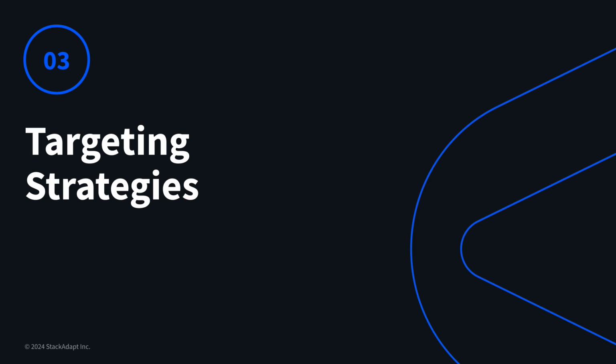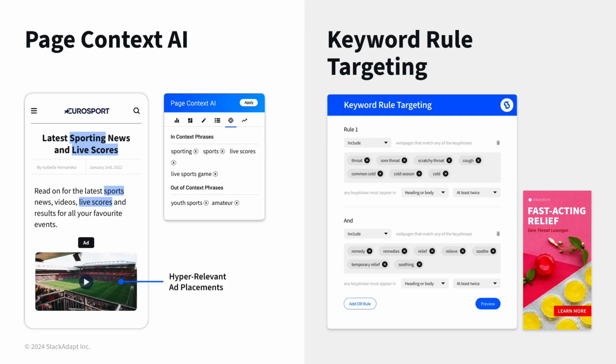So let's dive in. So as you can see on the slide, first let's delve into Page Context AI or PCAI. This StackAdapt feature allows you to create a custom context for your campaign by inputting a few phrases. Our AI then understands the context of those phrases, and our patented system identifies the best ad placements. So your ads are then placed on these relevant pages in real time, allowing you to reach users when your product or service is top of mind for them.